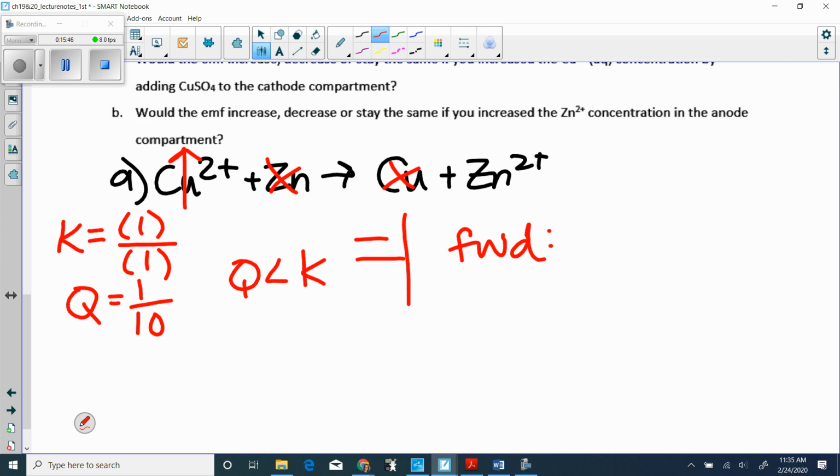So if I just took another scoop of the zinc, it should increase our electricity. The forward reaction increases electricity. Okay?